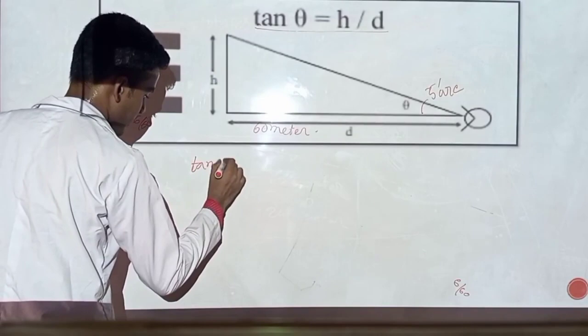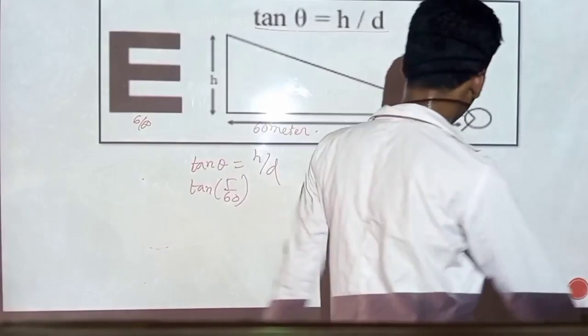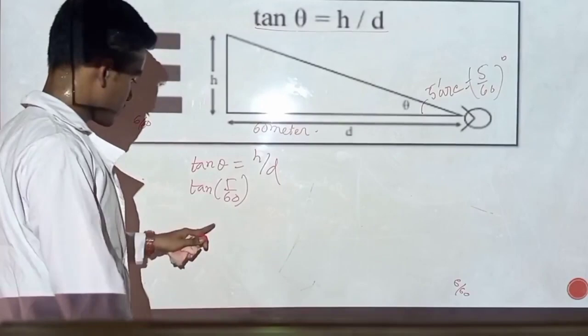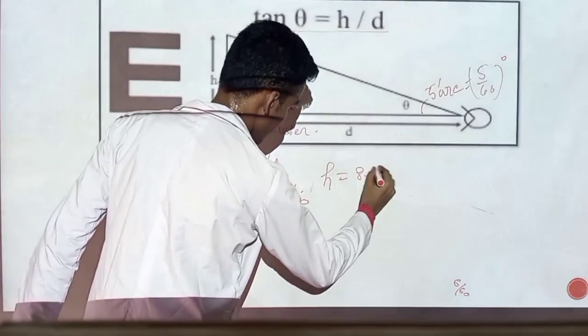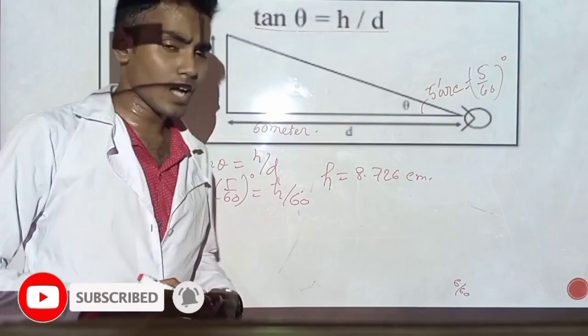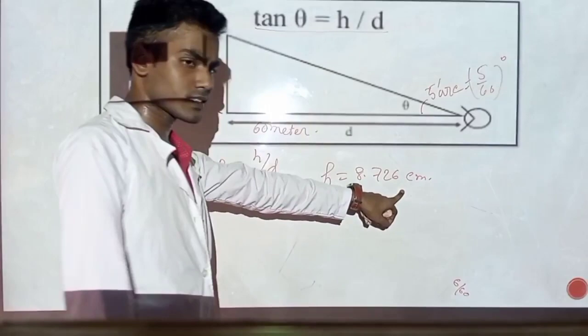By using this formula, tan theta equals h by d, where theta is 5 by 60. Now, what is 5 by 60? We know that 5 minutes of arc is equal to 5 by 60 degrees. So tan of 5 by 60 degrees equals h by d. And from this value, we get the height h equal to 8.726 centimeters. So from this calculation, we come to the conclusion that the 6/60 Snellen optotype has a height of 8.726 centimeters when it subtends an angle of 5 minutes of arc when seen at a distance of 60 meters.